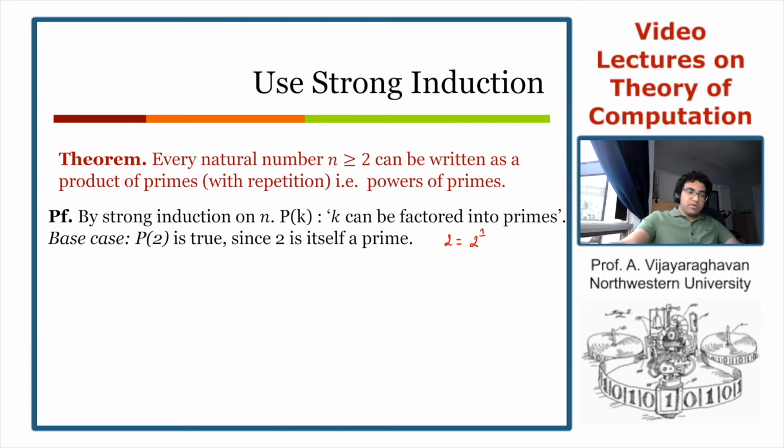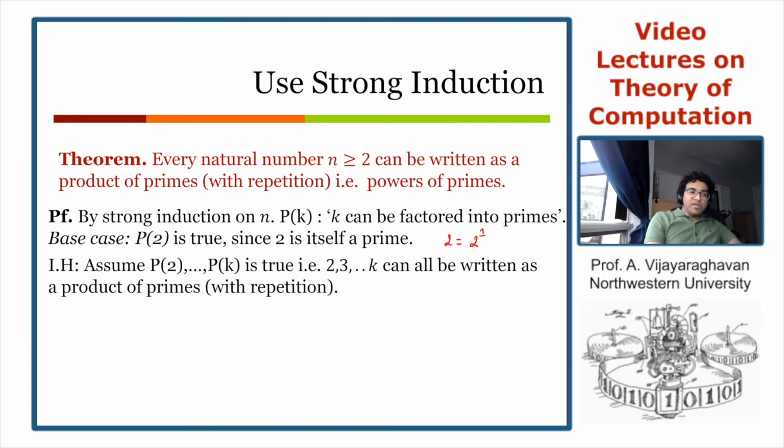Now, the induction hypothesis is going to assume that the predicate P is true for all natural numbers starting from 2 to k. So all of these natural numbers 2, 3, 4 up to k can be written as a product of primes, sometimes with repetition. And now we want to prove that this is true for k plus 1. So let's try to prove that P of k plus 1 is true.